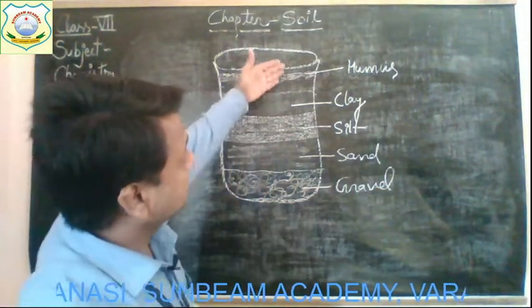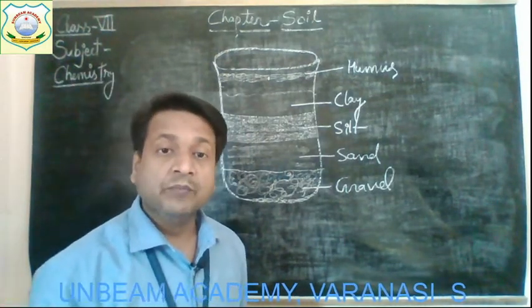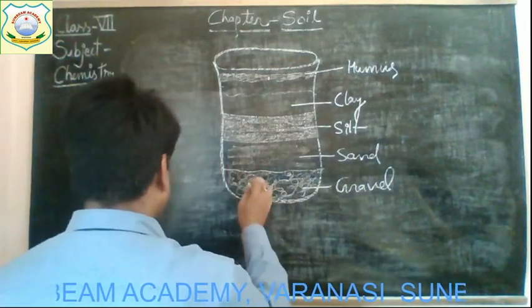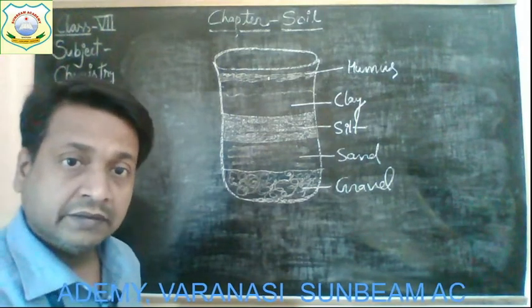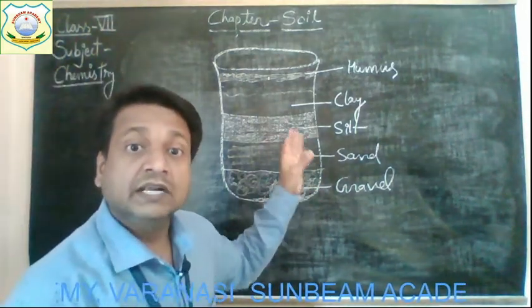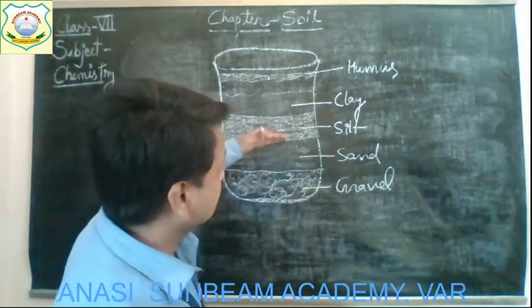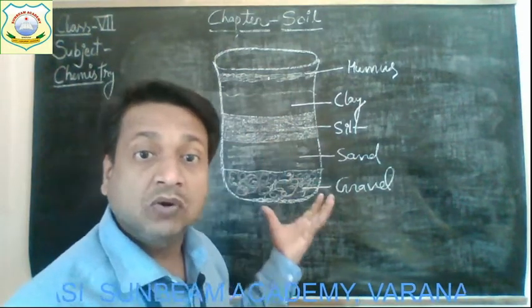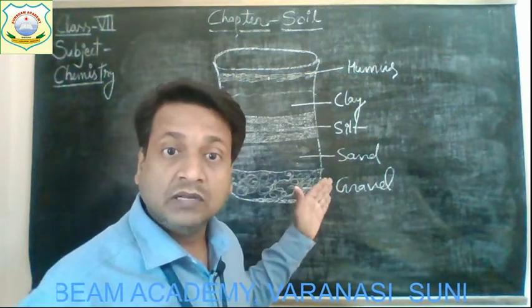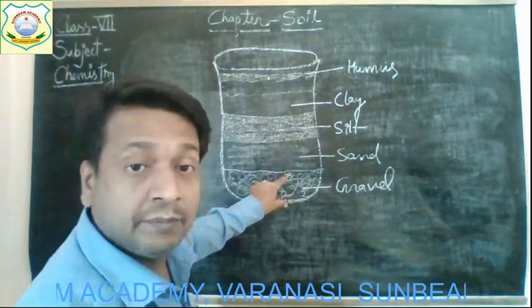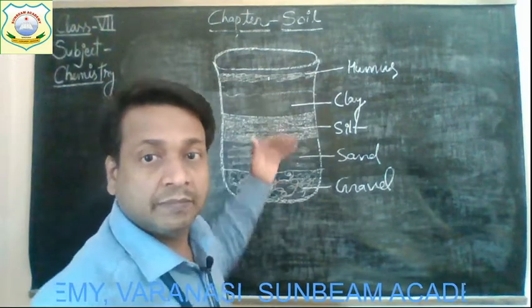Understood, children? So these different layers indicate that the different components are the constituents of different solid components which are present in soil. Get it? So the particles which are different in size in soil separate out to form the different layers. So these different layers are formed because of the different size of the soil particles. Get it? And at the bottom will be the layer of gravel because the size of the gravel particles is larger than other particles.